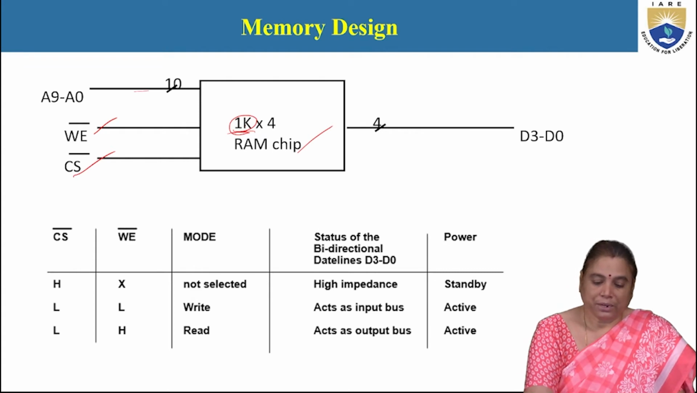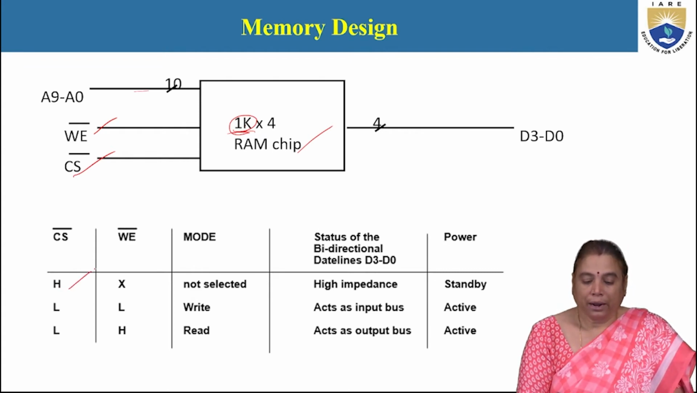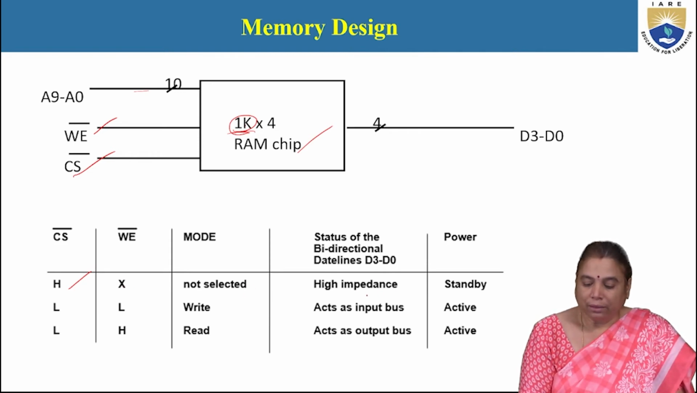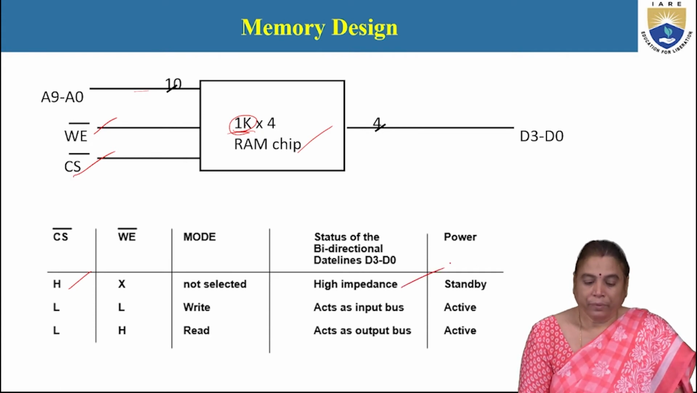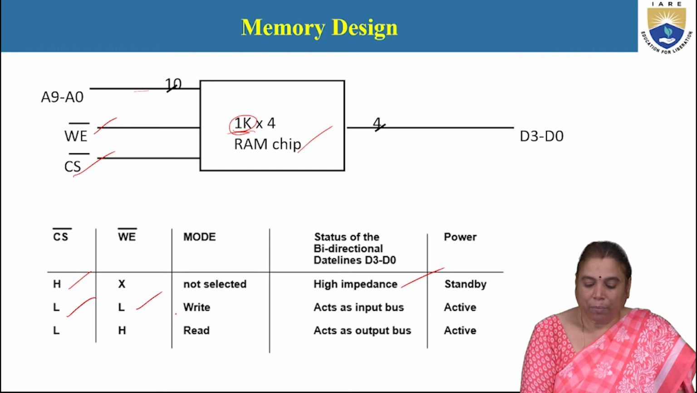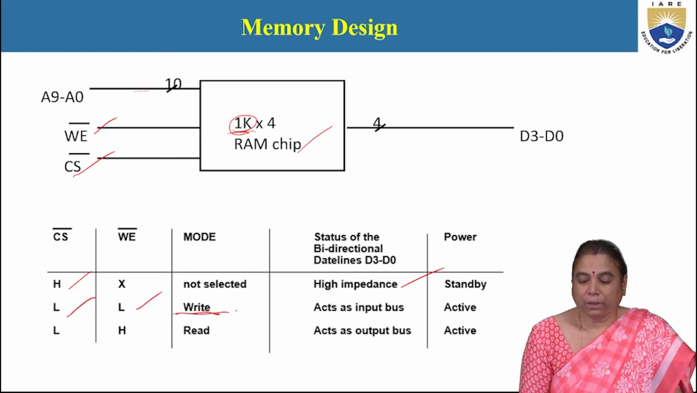When the chip selection line is high and WE is not selected, the memory is in the high impedance state. In case the chip selection is L and WE is L, then the write operation can be performed on the memory, with the data bus acting as the input bus.